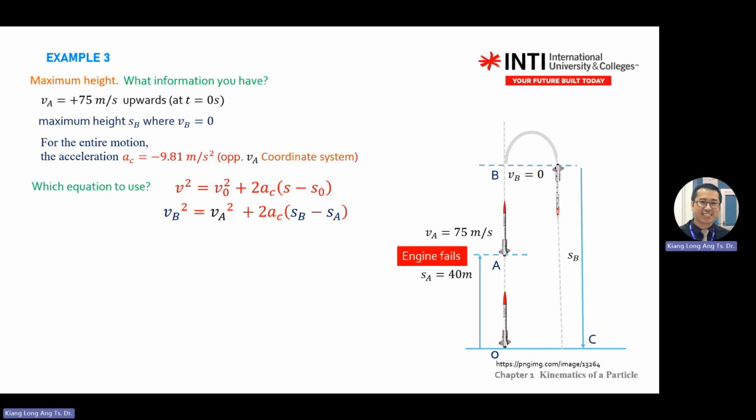We are interested to see the final velocity at B, so we write VB squared equals VA squared. The previous velocity is A and not O. It's not O, don't use O. Change this one to A because you are looking at here to here. Don't make careless mistakes here. You need to modify it a little bit: plus 2AC(SB minus SA). S final location is B, previous location is A, not O.